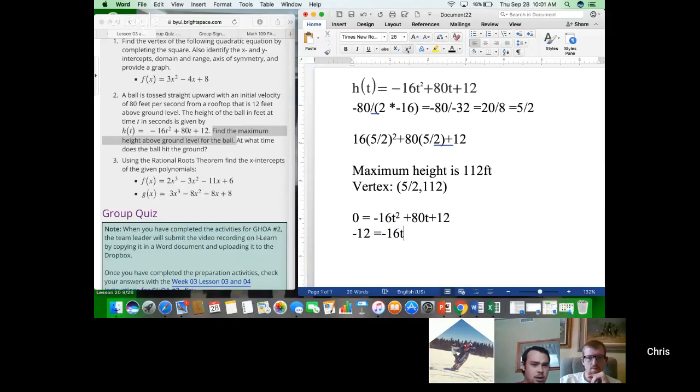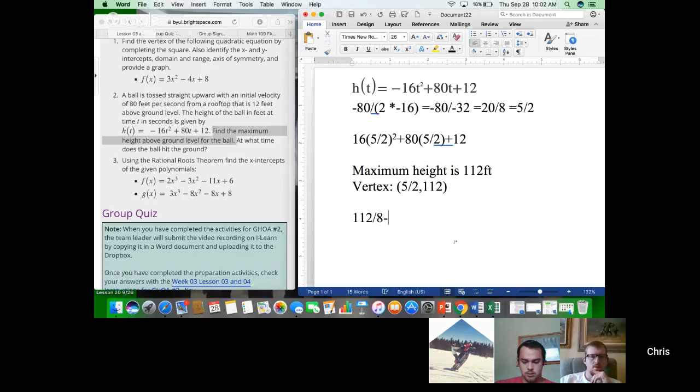So time is distance divided by speed, right? So do we have a speed? So it's 80 divided by your 80. Initial velocity of 80 feet per second, yeah. So our distance would be 112 divided by 80, right? Is that correct? That makes sense to me.